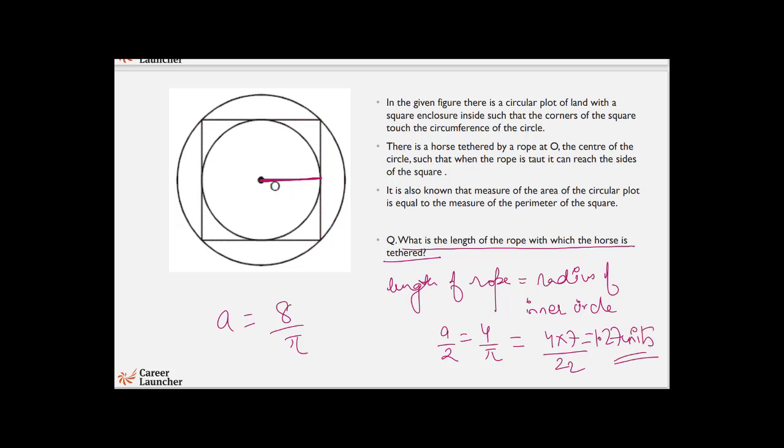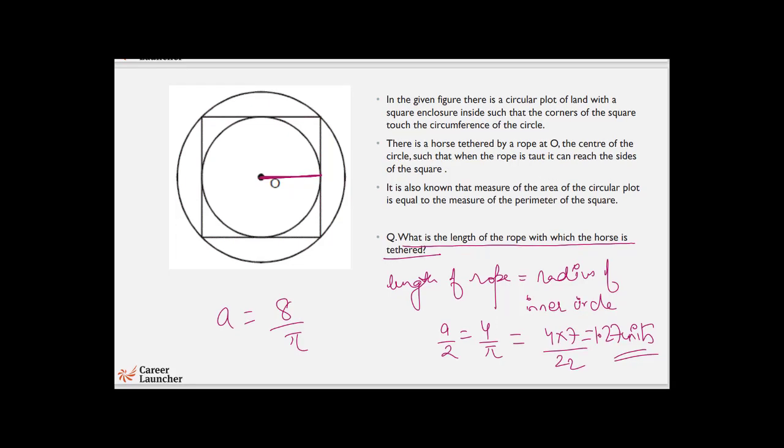Okay, so it's a simple set using some basic properties of circles and squares, and the basic understanding whenever we have a square inside a circle. The standard result, if you didn't have that standard result, you would have taken time to calculate that. If you remember that standard result, that a is equal to root 2 r, then you could have straight away started solving this question. So that's all for this session.